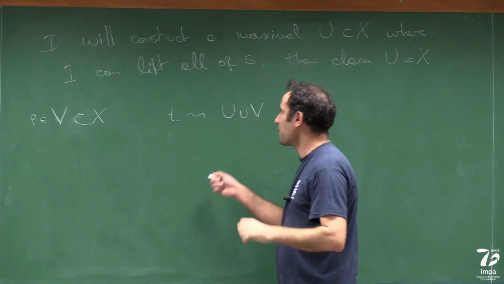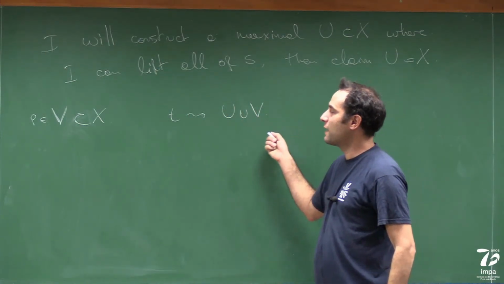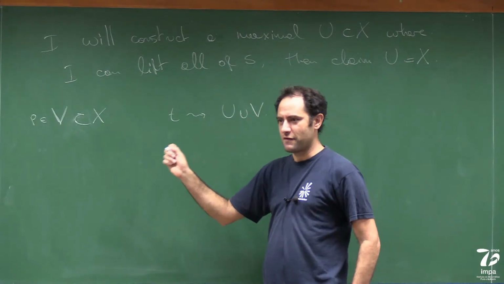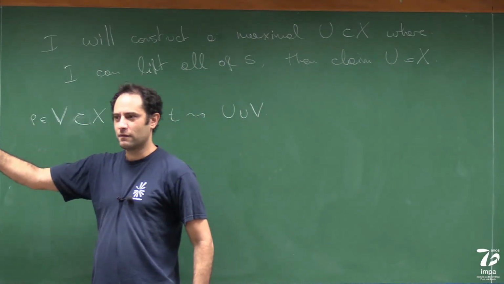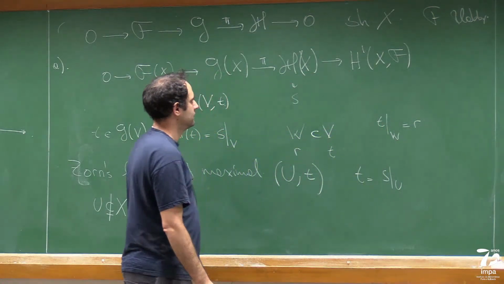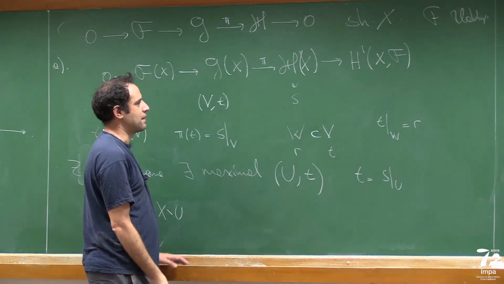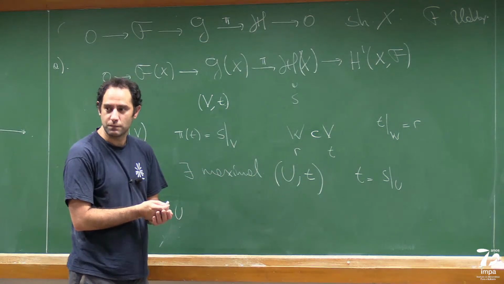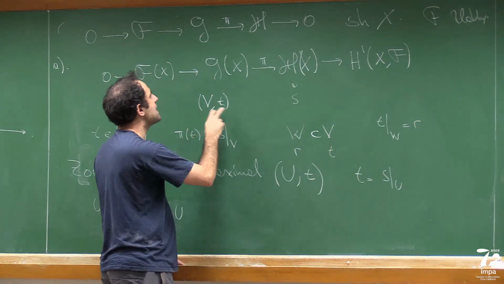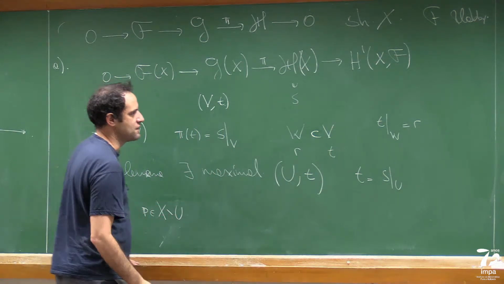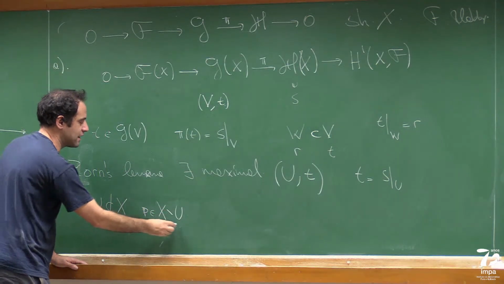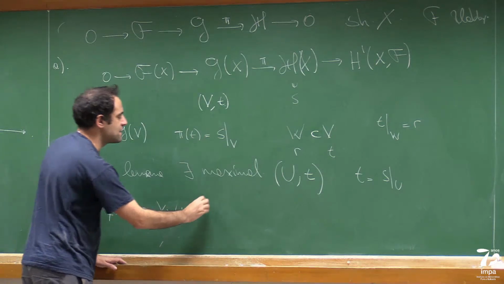But that's right. So I'm going to pick V. Since S is global, I'm going to lift S to V, and I can make V small enough if I want. Then we're going to look at the difference of those two, and that's going to work. So V is a neighborhood of this point that is not in U, and we take V to be small enough.